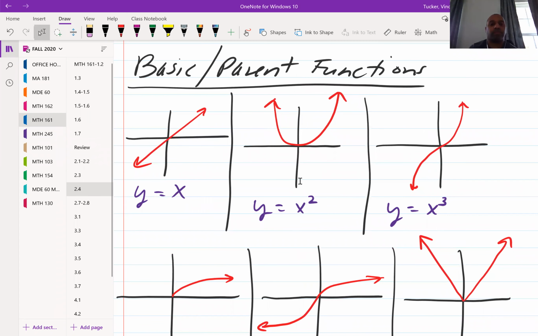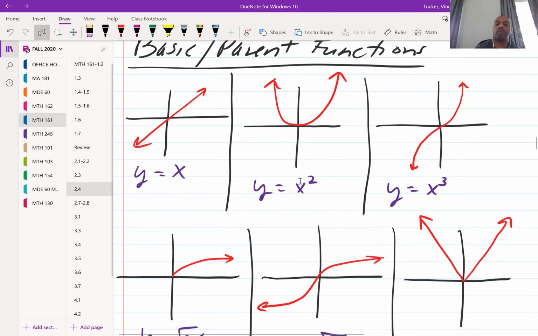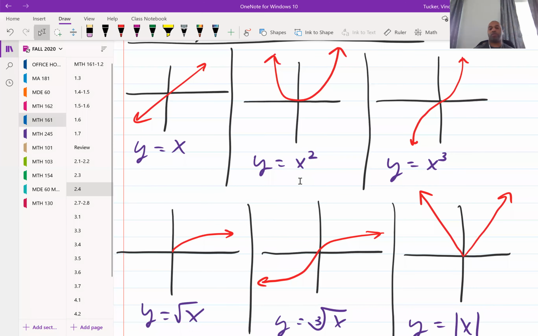Excuse me. So the first one is y equal to x. That's just your linear equation, gives you a straight line. The second one, x squared, gives you that parabola. Then we have our cubic equation, square root of x, cube root of x, and the absolute value of x. So those are the six basic functions that they mention in this section.